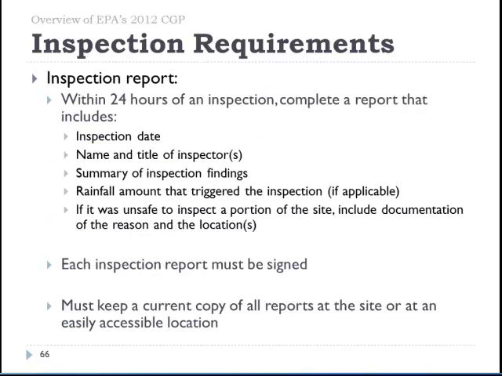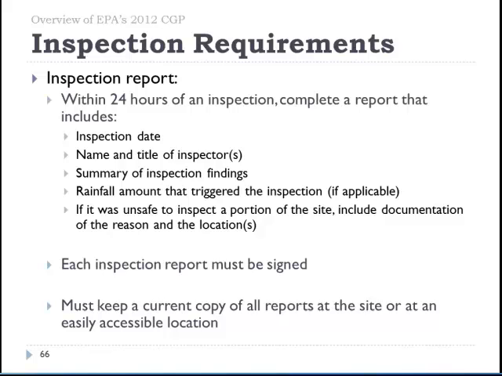The permit requires that you complete an inspection report which documents all of your inspections. Within 24 hours of conducting an inspection, you must complete your report and must include the date and the name and the title of the inspector, and any of your findings. If you are conducting your inspections after a quarter-inch storm event, you'll want to note the rainfall amount that triggered your inspection. And if you weren't able to inspect your site or a portion of the site because it wasn't safe to do so, you would just need to document this.